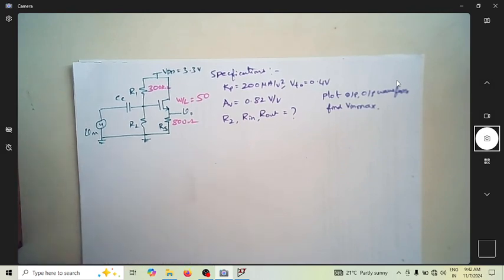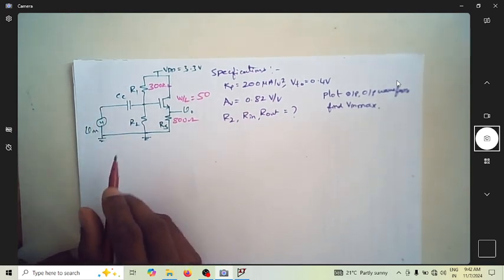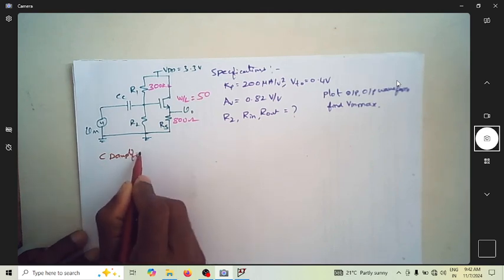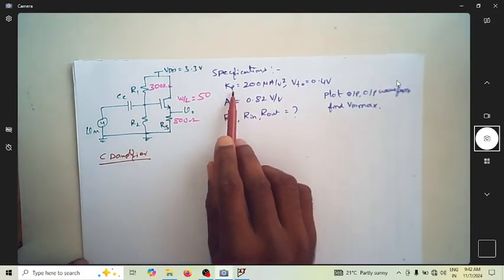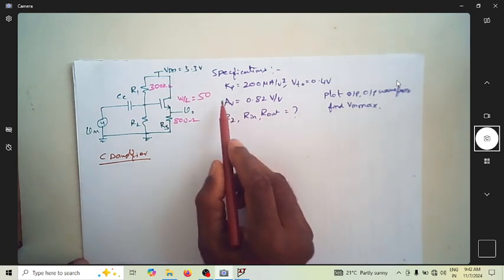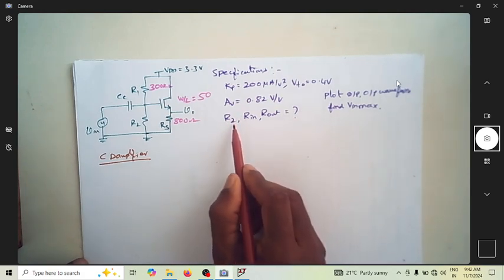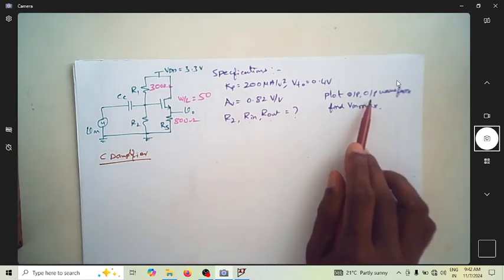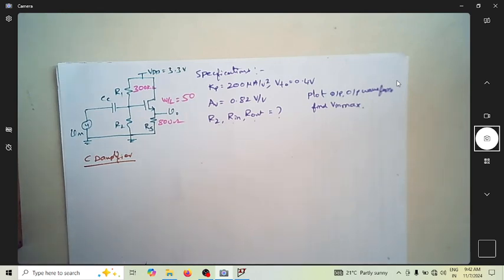So consider this circuit. As you can see, this circuit is a CD amplifier. The specifications are as given here. We are expected to get a voltage gain of 0.82, and we are asked to find the values of R2, Rin, Rout, and it is also asked to plot the input and output waveforms, and to find what is the maximum input voltage that we can apply to this amplifier.